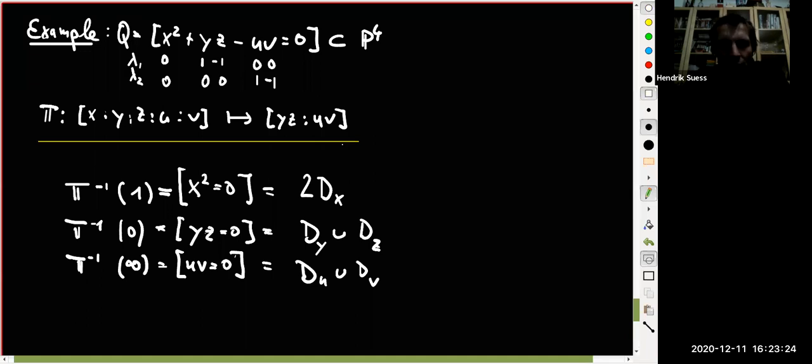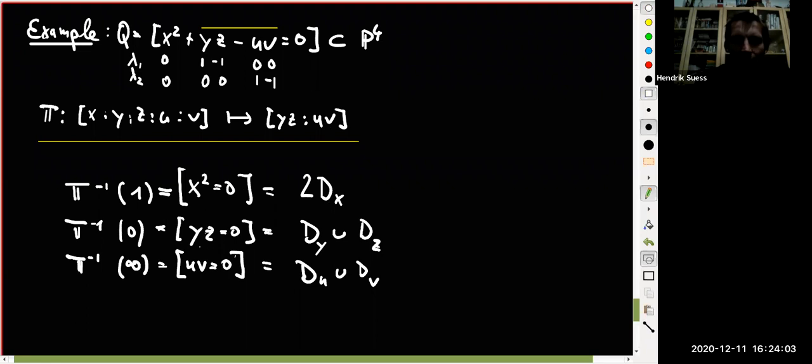What could happen is if you, for example, plug in the point one on the right-hand side, this means that yz equals uv. So this part vanishes, and I'm left with the equation x squared equals zero. So this is a non-reduced fiber, which I can write as two times the vanishing of x. The vanishing locus of just x, I'm now calling dx.